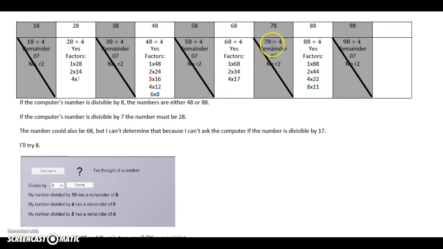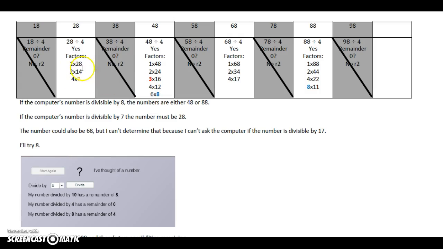So I went through all of these numbers, all the possibilities that I had, and then I started to rule out. I ruled out it can't be 18, it can't be 38, it can't be 58, it can't be 78, and it can't be 98. The only possibilities left are the ones that aren't shaded. So 88, 68, 48, 28. Okay, so now the computer's number is divisible by 8. The number will have to be either 48 or 88.